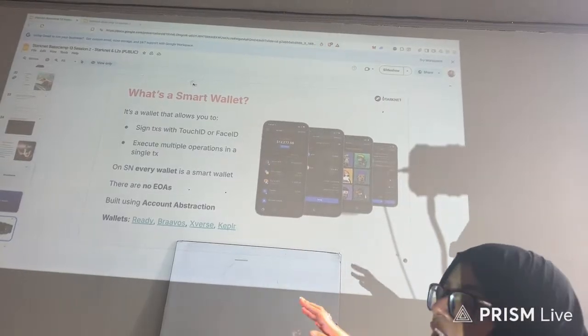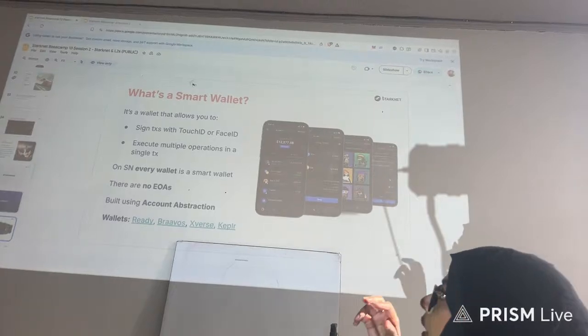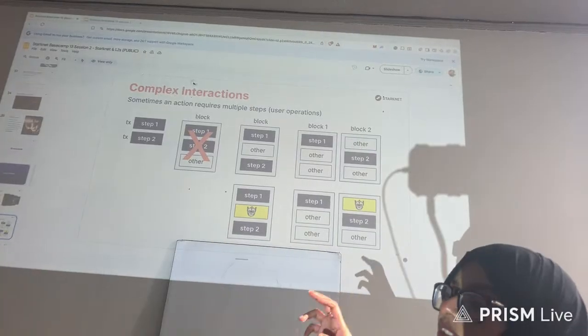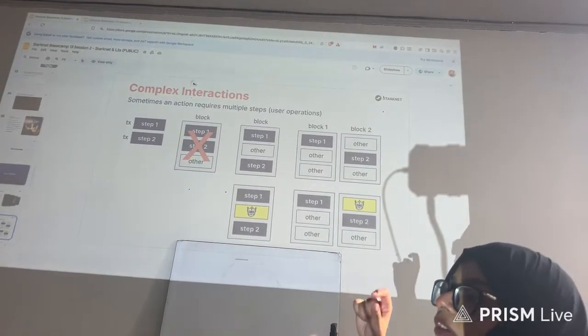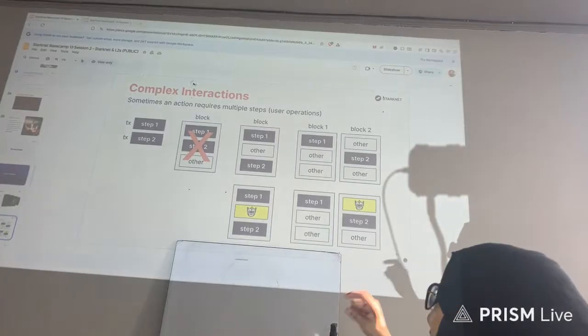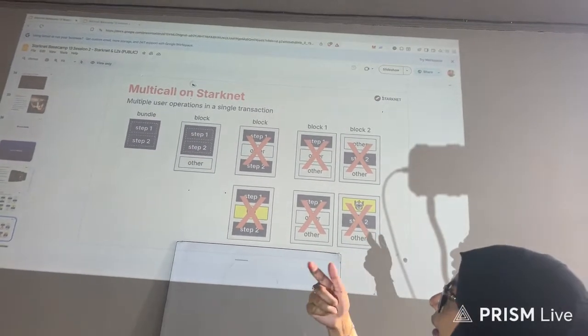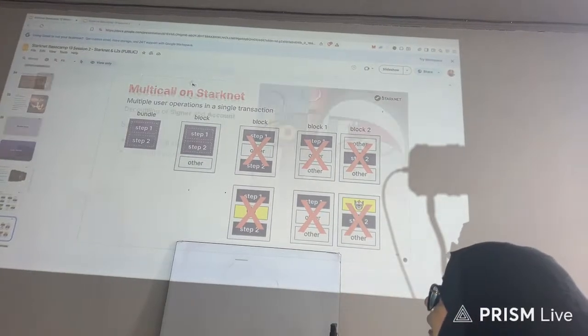There are no externally owned accounts, and it uses account abstraction. What we mean by complex interactions or complex transactions is those which require multiple steps to be completed. So you do not need to execute each step individually. You'll be able to execute it in a bundle, where you execute multiple steps instead of executing multiple transactions, right?